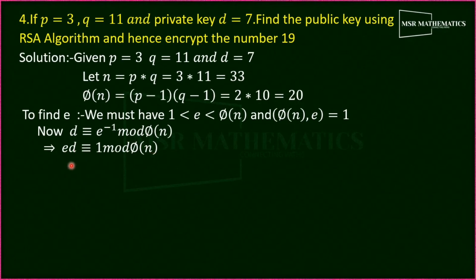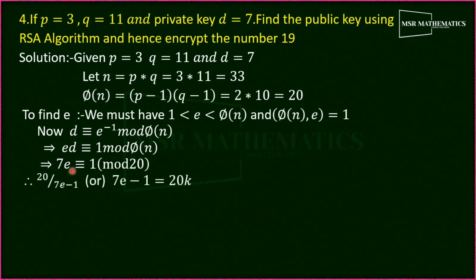Substituting D value as 7 we get 7E is congruent to 1 under modulo 20. By the definition of congruency, 7E is congruent to 1 mod 20, which implies 20 divides 7E minus 1, or we can take this as 7E minus 1 is equal to 20 into some integer k. Take this minus 1 to the right hand side and 7 goes to the denominator. We get E value as (20k plus 1) divided by 7. Same as previous problem, we have to substitute k is equal to 0, 1, 2, 3 and check if it is an integer or not.